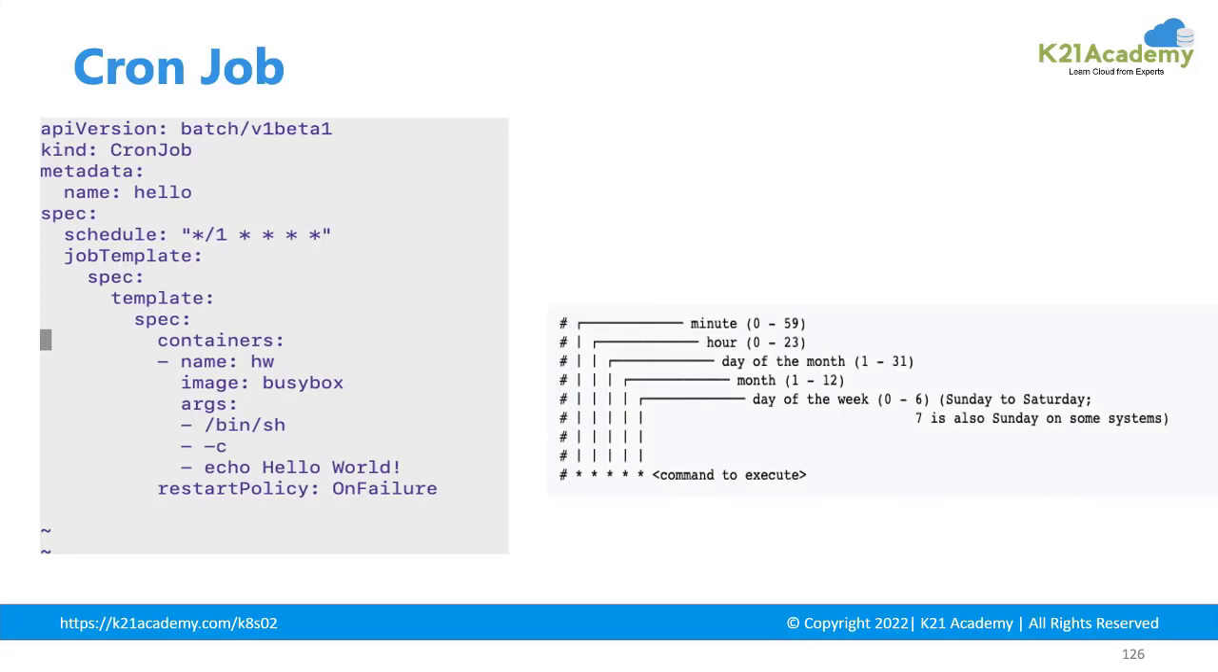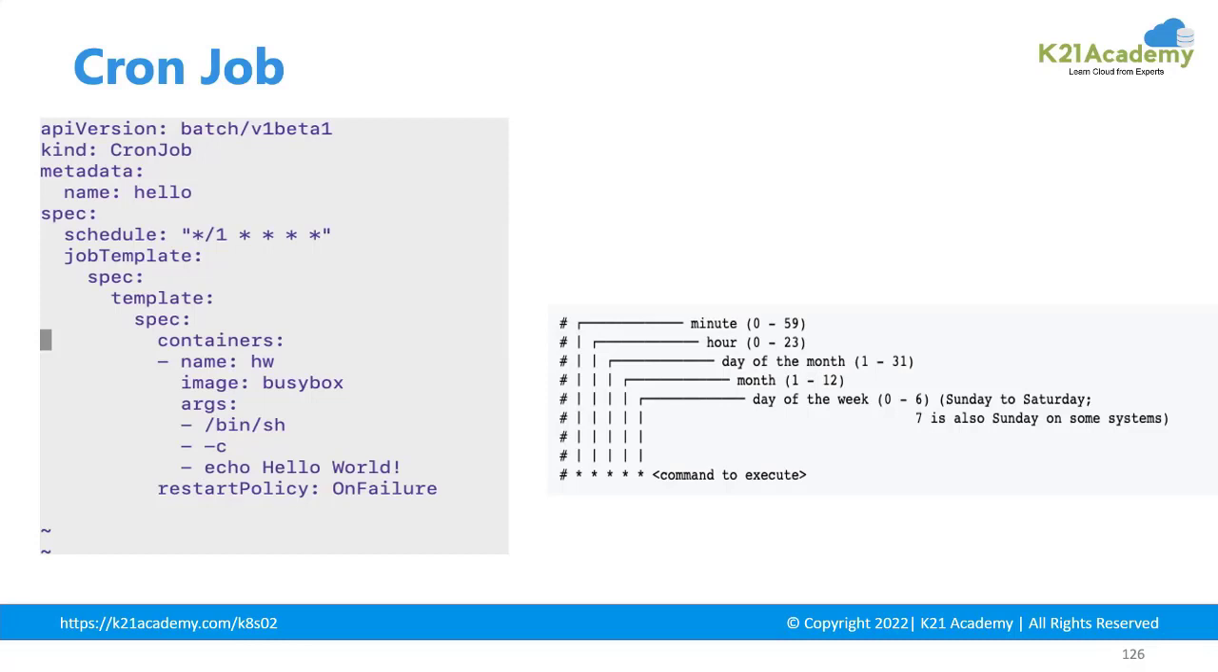So you have five asterisk symbols over there. First is for minute, second is for hour, third is for the day of the month. The fourth one specifies which month, and the fifth asterisk specifies the day of the week. Suppose here in this YAML file, you see that */1 is given in the first asterisk. That means every 1 minute a task is scheduled.